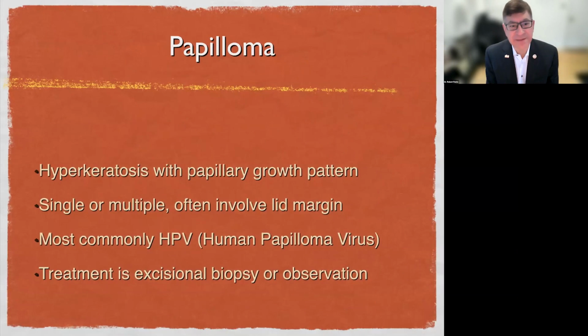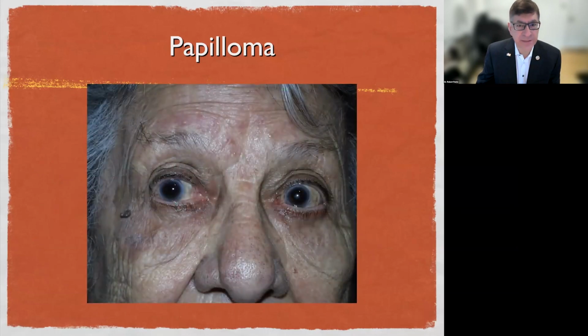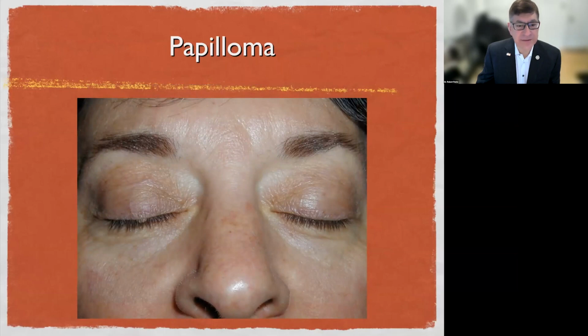You all probably know that that's a papilloma. We see a hyperkeratosis with a papillary growth pattern. These can be single or multiple, often involving the lid margin, most commonly associated with human papillomavirus. And the treatment is excisional biopsy, or these can be observed. Here's another example of a papilloma. Here's another example of a papilloma at the eyelid margin there at the patient's right upper lid.